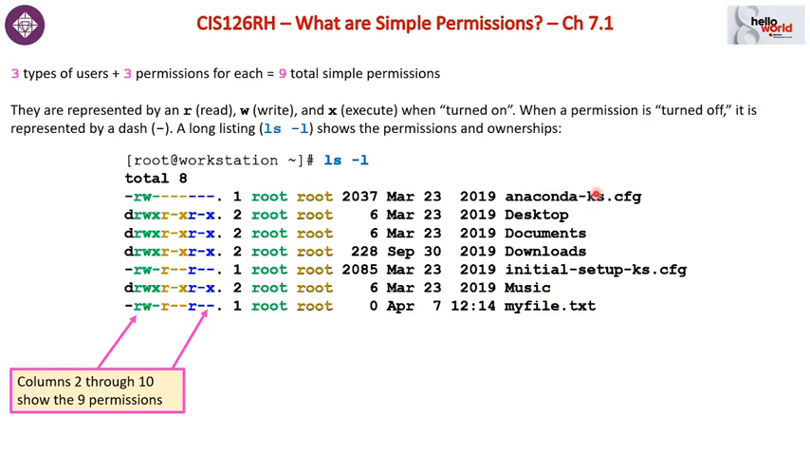This could be a directory. We don't think it is, but it could be. This could be a file. We don't think it is, but it could be. So how do we know? We look at column 1. If there's a dash here, this is a file. If there's a D here, this is a directory. And there are other types. That's for a later discussion.